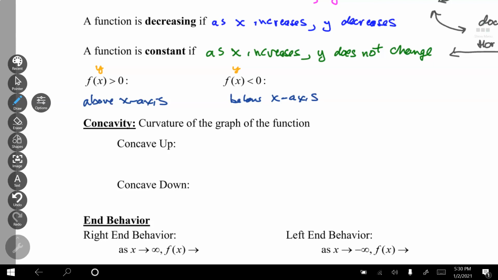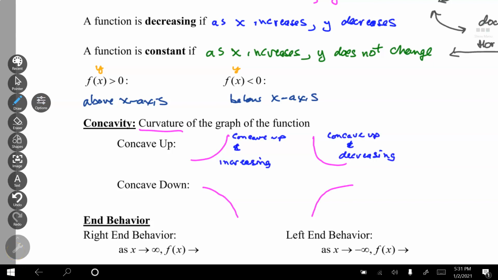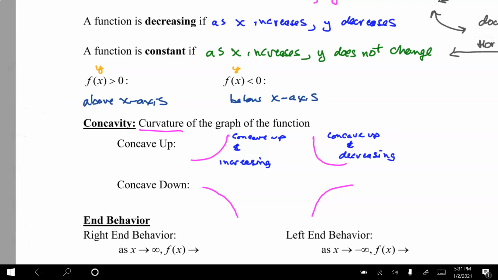Okay, concavity is curvature. How is something curving? So anything that's linear has no concavity, has no curvature. But when we have things that look like this or like this, those are considered concave up because they are curving up, and these are considered concave down because they're curving down. So for the concave up part, these are both concave up, and the one on the left is concave up and increasing because it's going uphill left to right, and the one on the right is concave up because it is curving up, but it's also decreasing because it is going downhill from left to right.